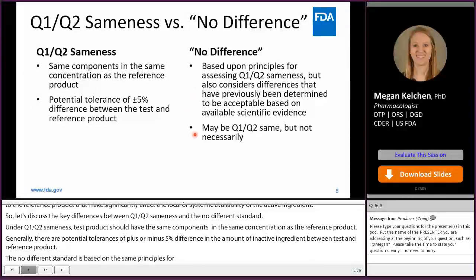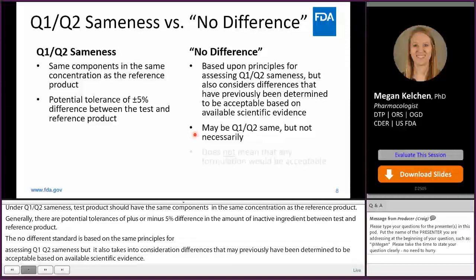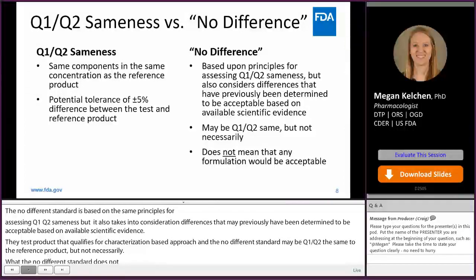A test product that qualifies for a characterization-based approach under the no difference standard may be Q1, Q2 the same to the reference product, but not necessarily. What the no difference standard does not mean is that any formulation or proposed test formulation would be acceptable for a characterization-based approach. Again, we want to ensure that the test product is well matched to the reference product.